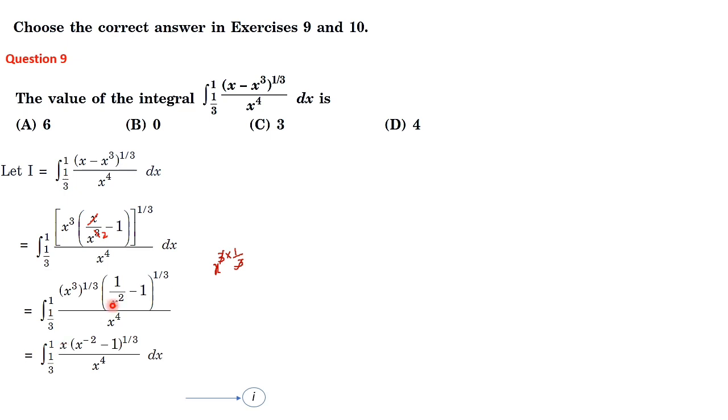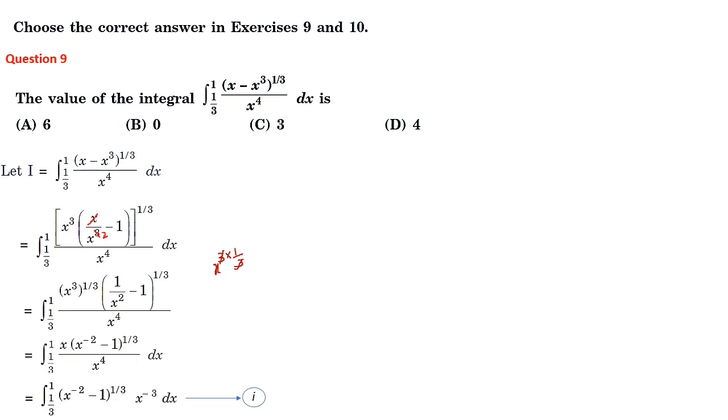Then this x power 2 we can take to the numerator, that comes as x power minus 2. Then the balance is minus 1, the whole power 1 by 3, by x power 4 dx as it is. Only change is here we have done a little calculation, that 3 cancelled and x came, and this x power 2 we have taken to the numerator with a negative sign, x power minus 2. The rest remains the same.